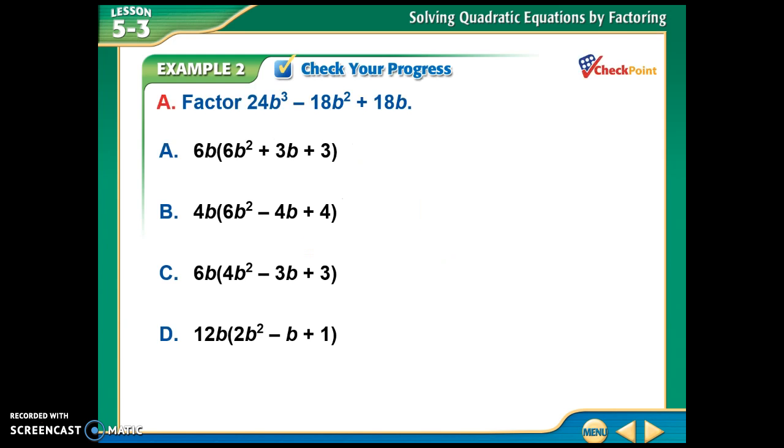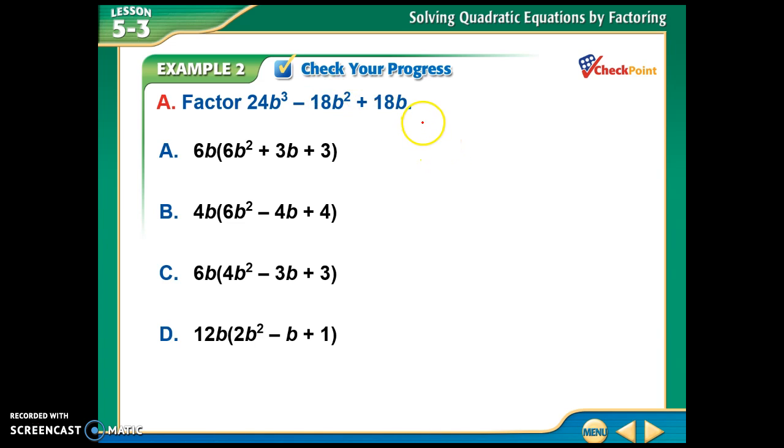Now for this one, if you want, go ahead and pause, see if you can work through it and get the answer. If you're not quite sure what we're doing, just keep following along. I want to work through it. So I want to factor 24b cubed minus 18b squared plus 18b.